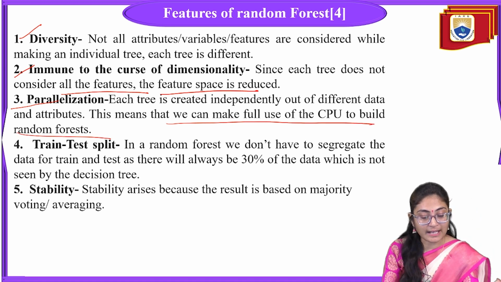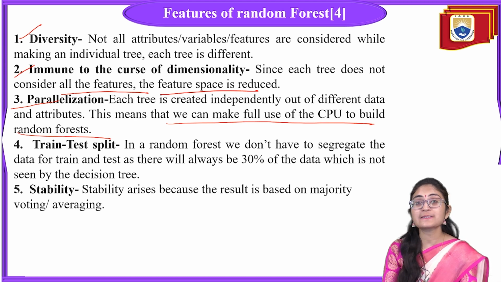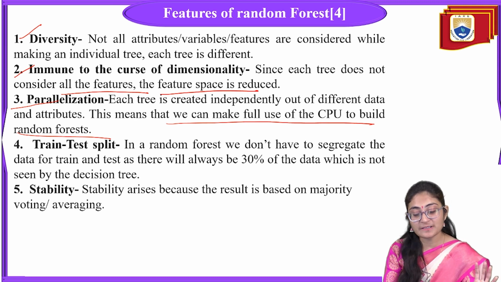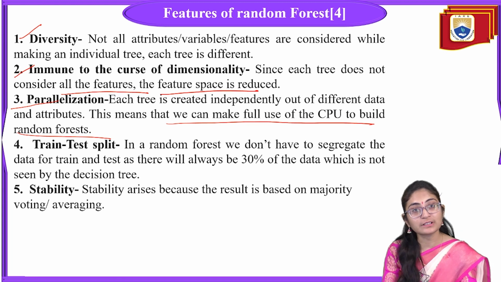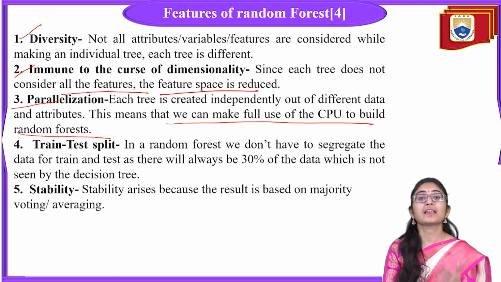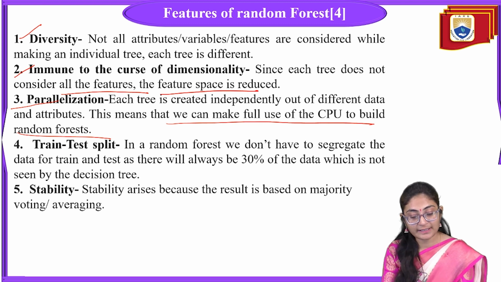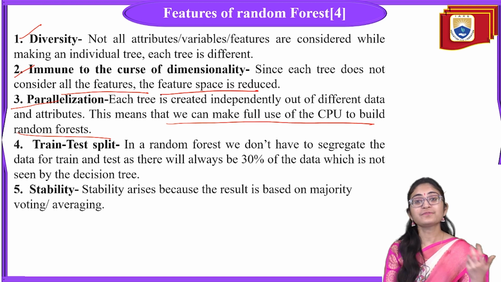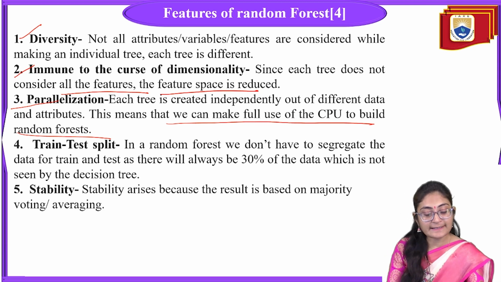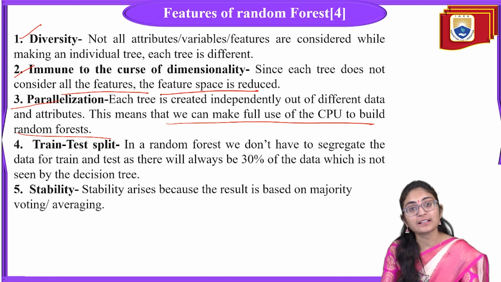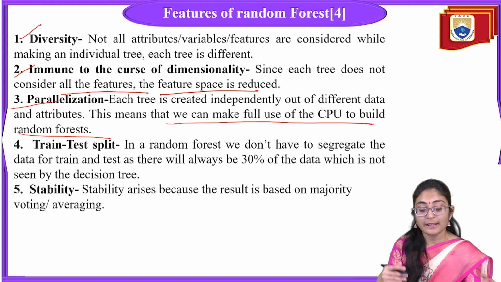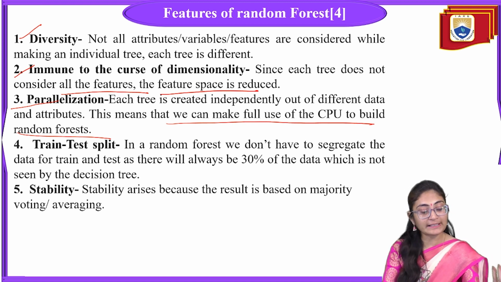First one is diversity. That means we will not consider all attributes, variables and features for making an individual tree. Then second one is immune to the curse of dimensionality. Here each tree will not consider all features, because some features can be reduced. In parallelization, each tree will be created independently with different data and different outputs. So that means we can make full use of the CPU for building the random forest.